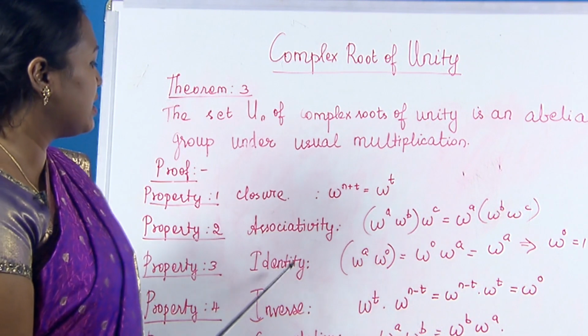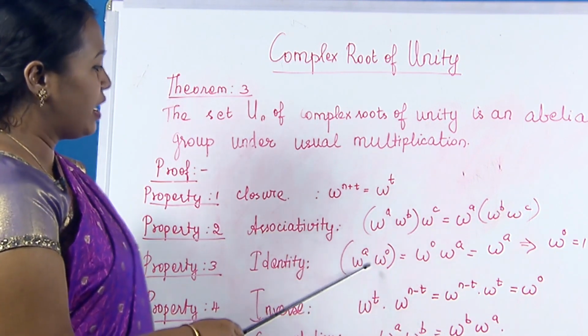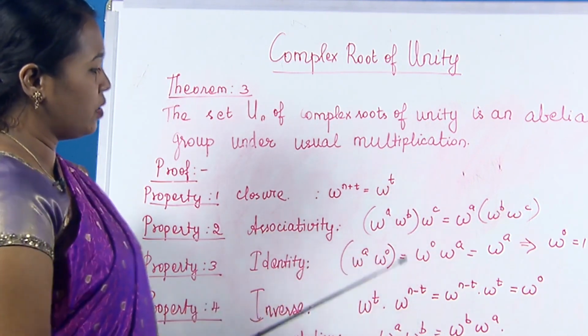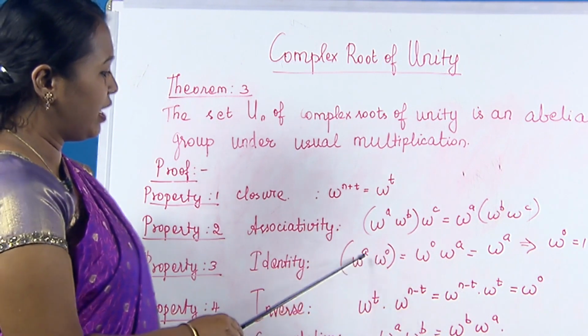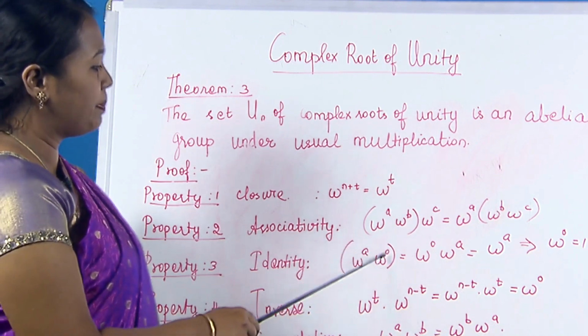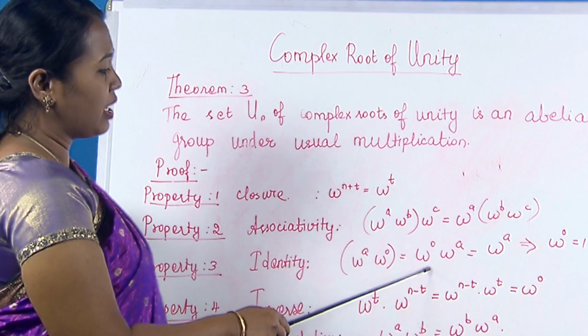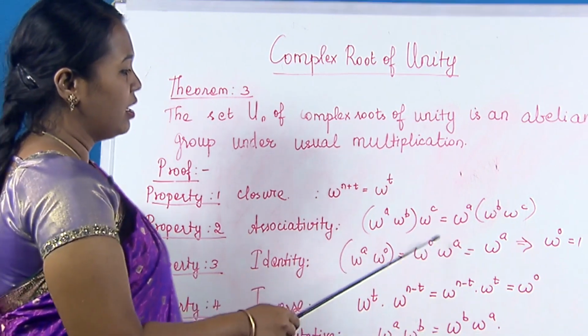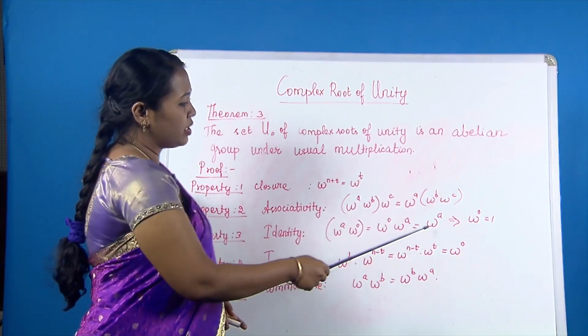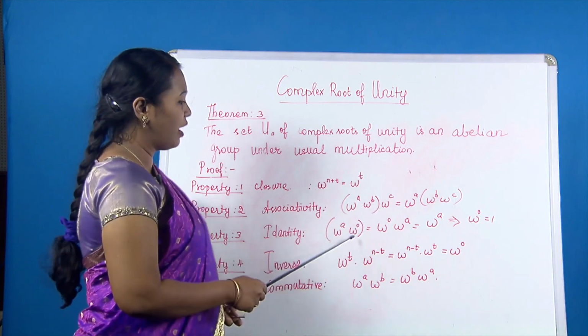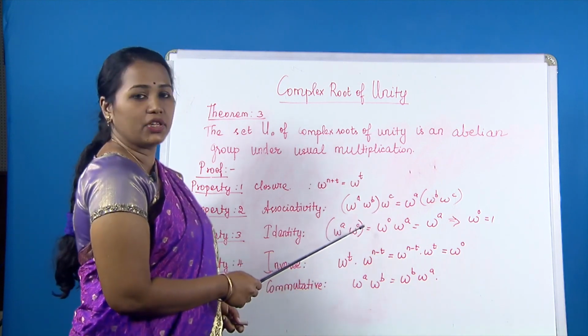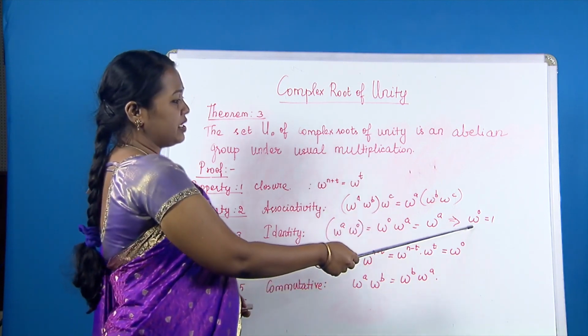The third property is identity. For that let us assume that omega power 0 is a term that we take here. So, omega power A times omega power 0 is the same as omega power 0 times omega power A. The product of these two terms is equal to omega power A. So, we have identified the identity of the group, which happens to be omega power 0, and that is equal to 1.